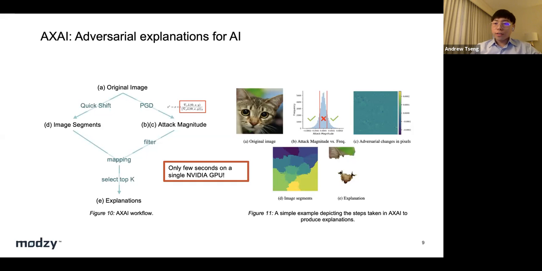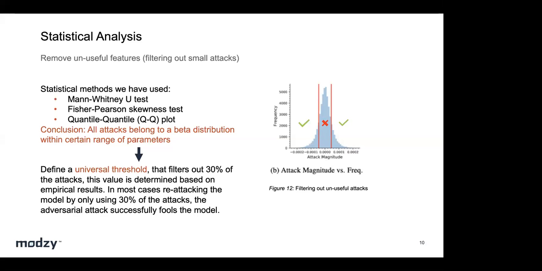One thing to mention is that from figure A to figure E, it seems to be a complex process. However, when operating on a single NVIDIA GPU, it only takes seconds, depending on the size of the input image. So it's really, really fast. Later on, I will provide some benchmarks so you can see how fast it is compared to other state-of-the-art explainable solutions.